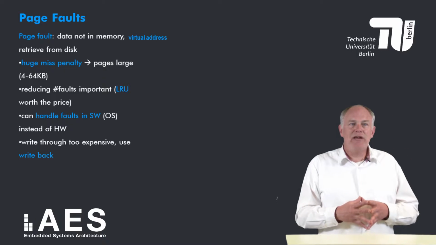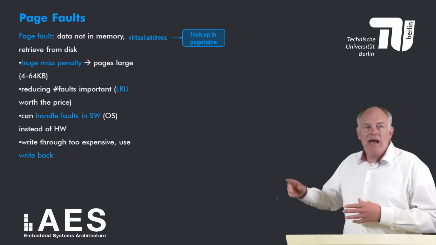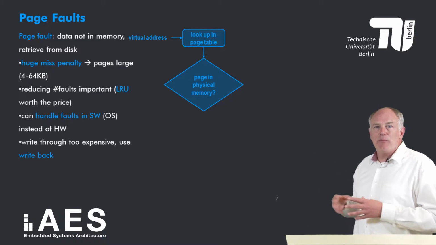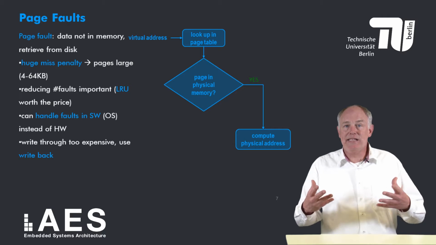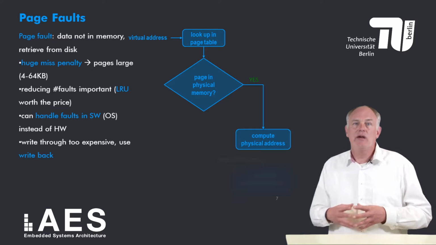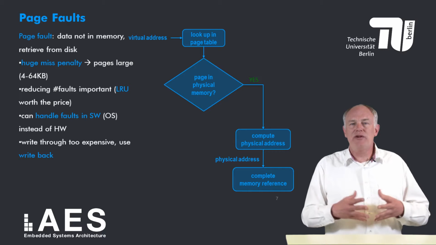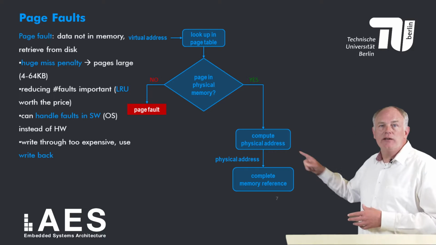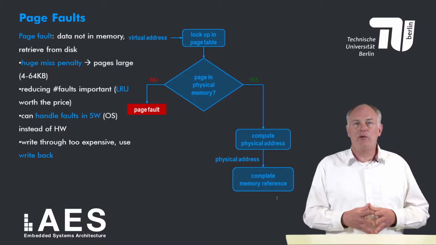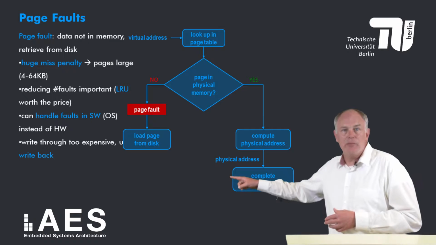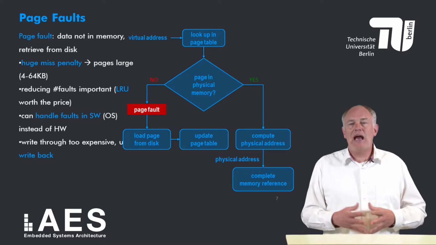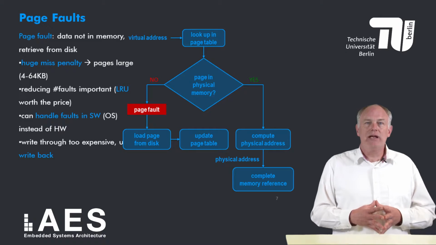First, the CPU generates a virtual address. Then the hardware performs a lookup in the page table. Then it checks if the page is in physical memory. If it is, it can compute the physical address and access physical memory using the physical address, thereby completing the memory access. If the page is not in physical memory, then we have a page fault. Then control switches to the operating system, which will first load the page from disk, then it will update the page table, and finally the physical address can be computed and the memory access completed.